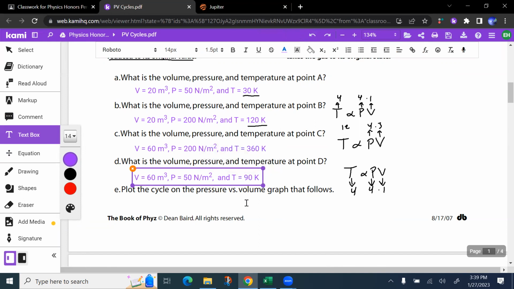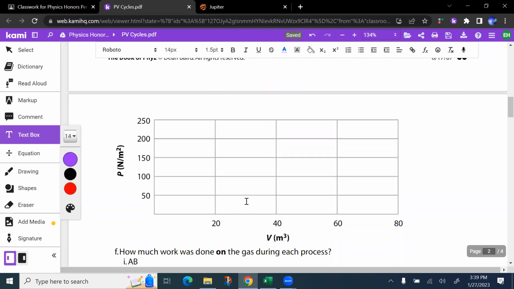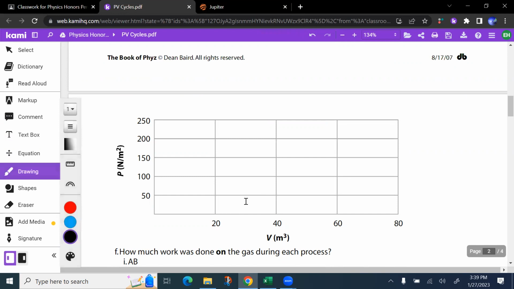Plot the cycles on the pressure volume diagram that follows. Okay, so we started at A, which was 20 and 50. Started right here. Okay, there's A. And it had a temperature, by the way, of 30 Kelvin. Then what happened here is that the pressure went up to 200, keeping the same volume.